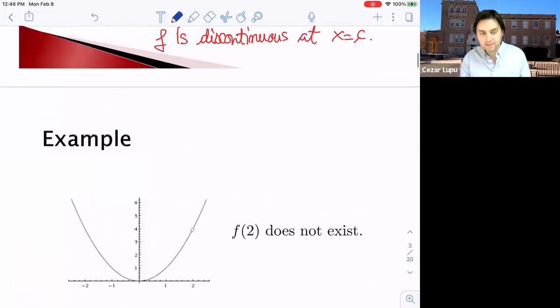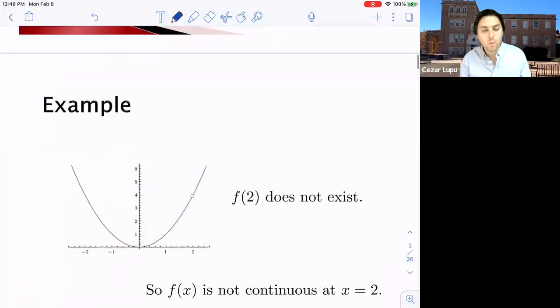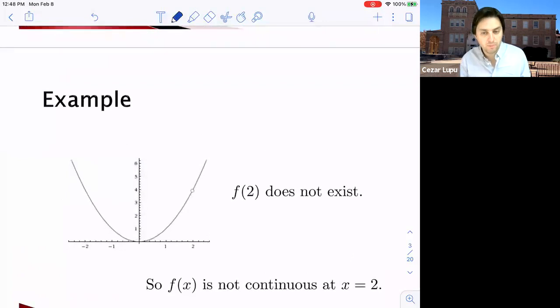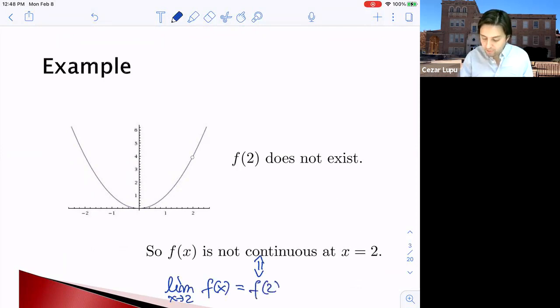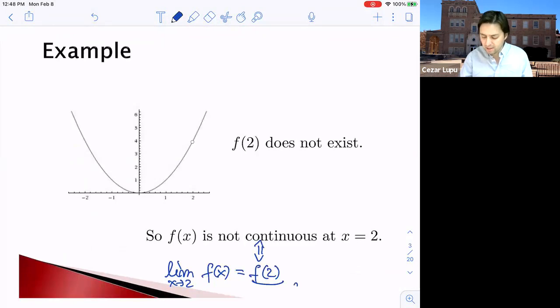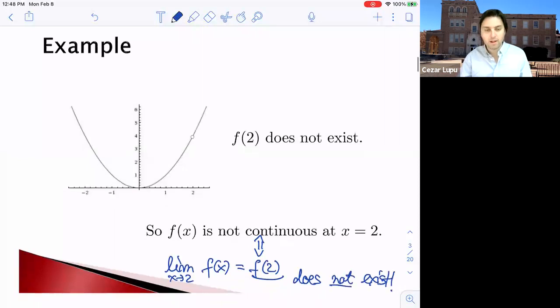What can you say? If f of 2 does not exist, then there is no way for this function to be continuous at the point x equals 2, right? Because continuity at x equals 2 would be equivalent to saying that the limit as x approaches 2 of f of x, which will be some kind of value, is equal to f of 2. But f of 2 does not exist. So there is no way for the limit to exist.